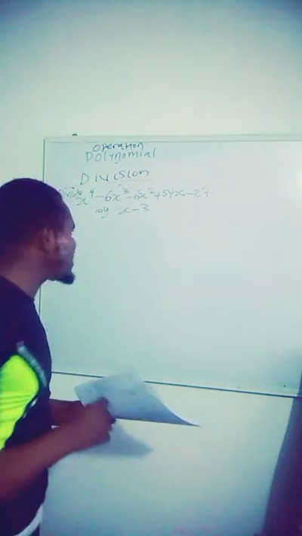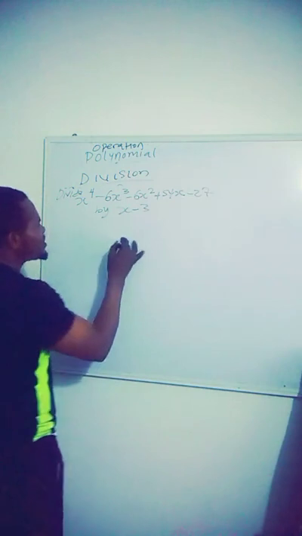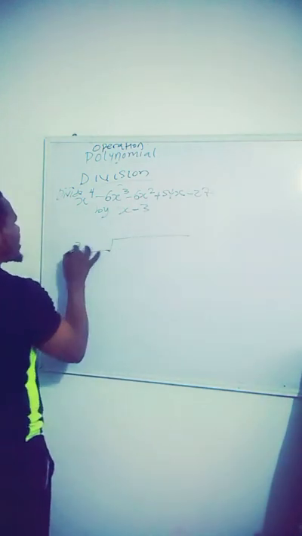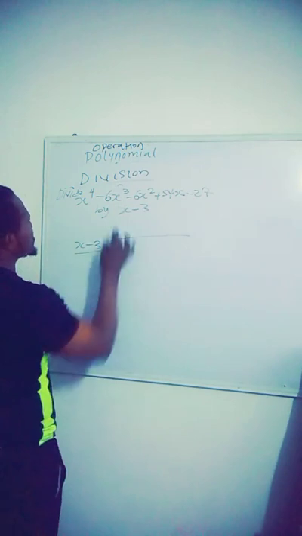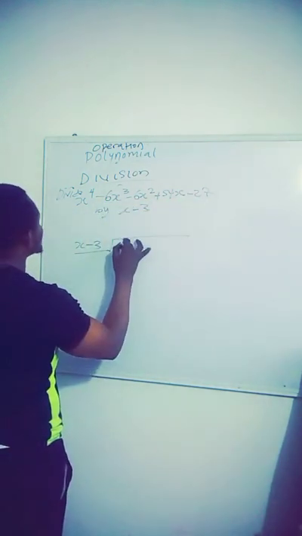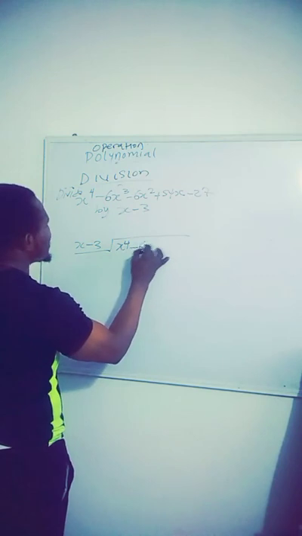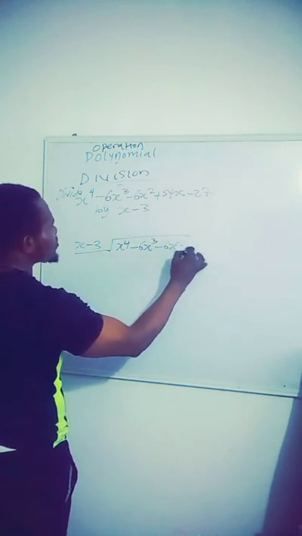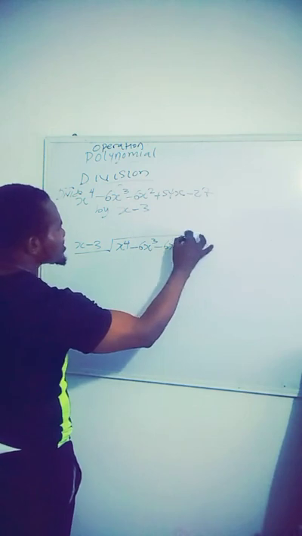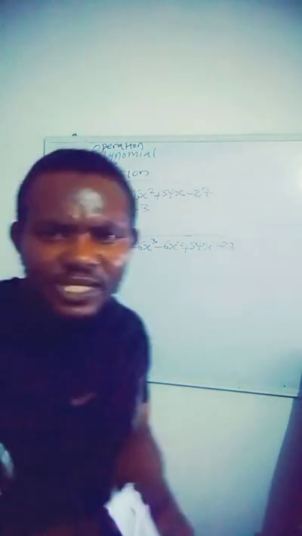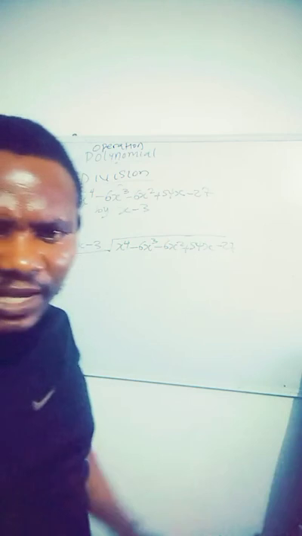So let's go. So you have this. This is x minus 3. Then this is the expression. We have x raised to power 4 minus 6x cubed minus 6x squared plus 54x minus 27. I hope this marker is still clear. Is this marker still clear?